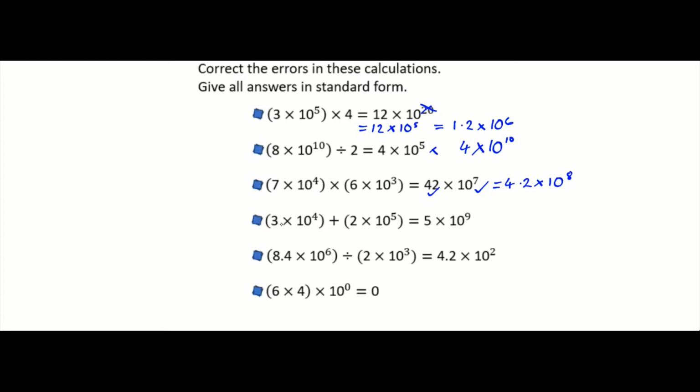Okay, let's look at another one. So we're adding 3 times 10 to the 4, add 2 times 10 to the 5. Let's just think what that means for a moment. So 3 times 10 to the 4 is 30,000. 2 times 10 to the 5 is 200,000. So actually, if we add them up, we get 230,000, which is 2.3 times 10 to the 5.